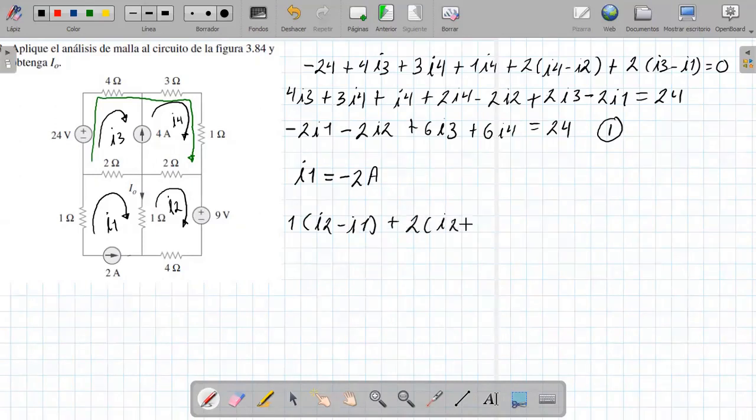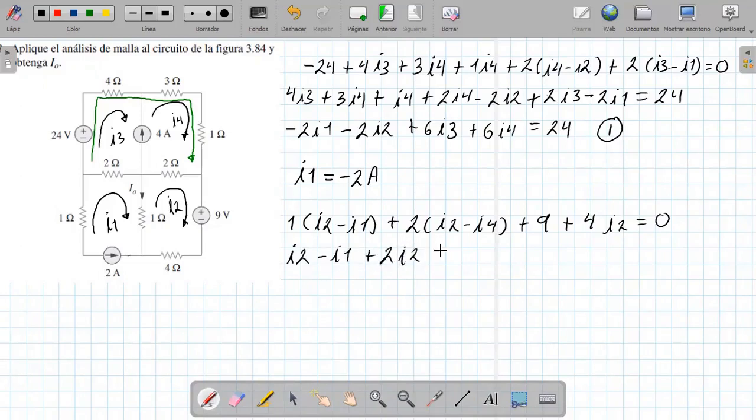2 times the current I2, minus the current I4; we are here in mesh 2, plus the 9 volts, plus 4 times the current I2 is going to be equal to 0. If we solve it, it would be I2 minus I1 plus 2 times I2 minus 2 times I4 plus 4 times I2 equals minus 9.